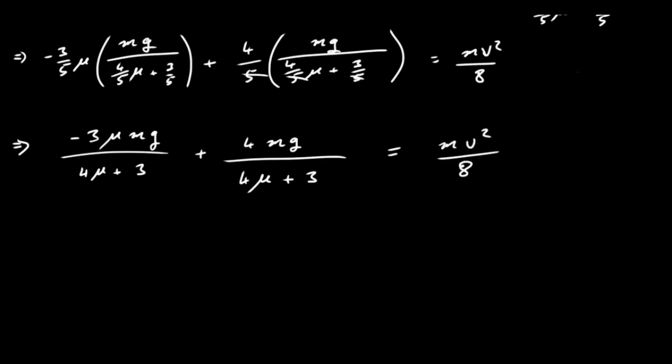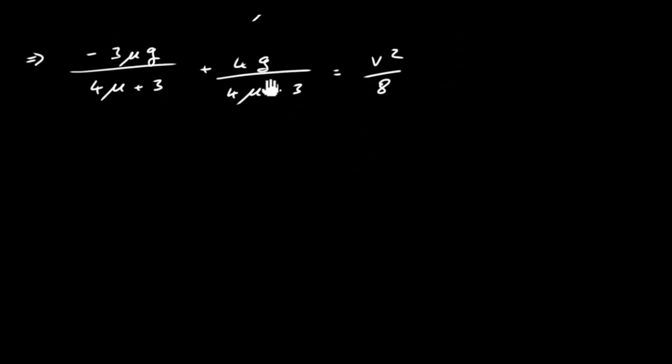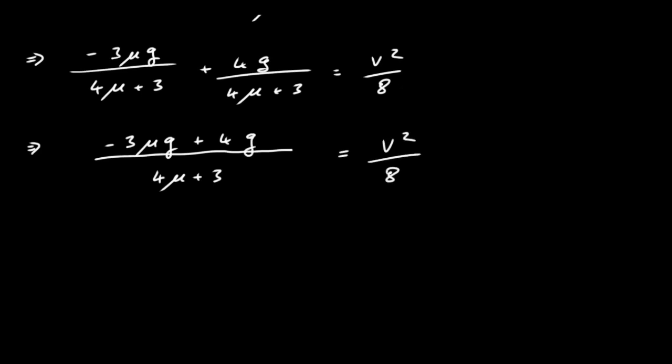I'm just going to get rid of these m's. That'll leave me with minus 3 mu g over 4 mu plus 3 plus 4g over 4 mu plus 3 is equal to v squared over 8. Okay, next thing I'm going to do is add these two fractions here if you like. So I'll get 4 mu plus 3 on the bottom, so that'll leave me with minus 3 mu g plus 4g on the top, v squared over 8. Got a fraction equal to a fraction, so I can just cross multiply.